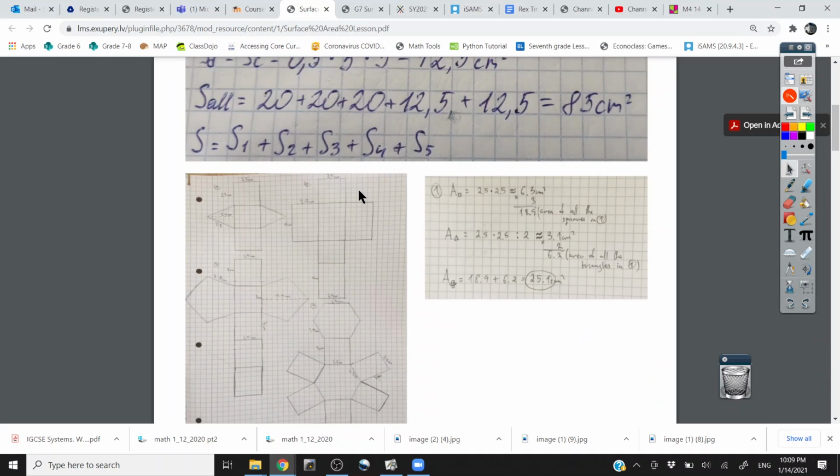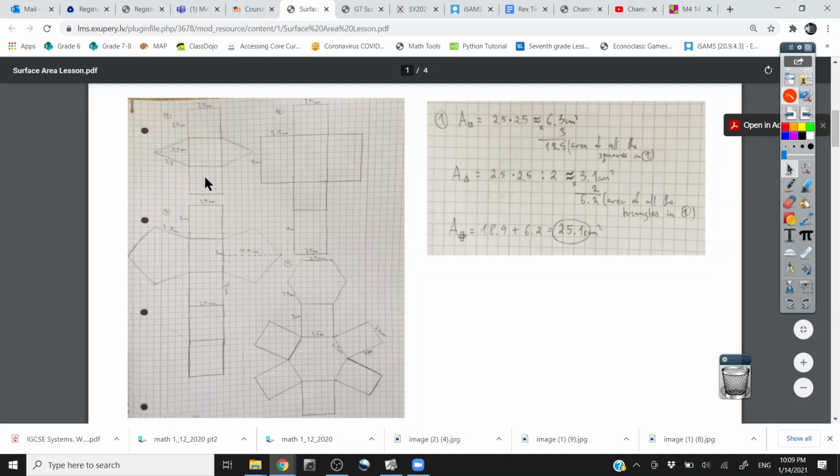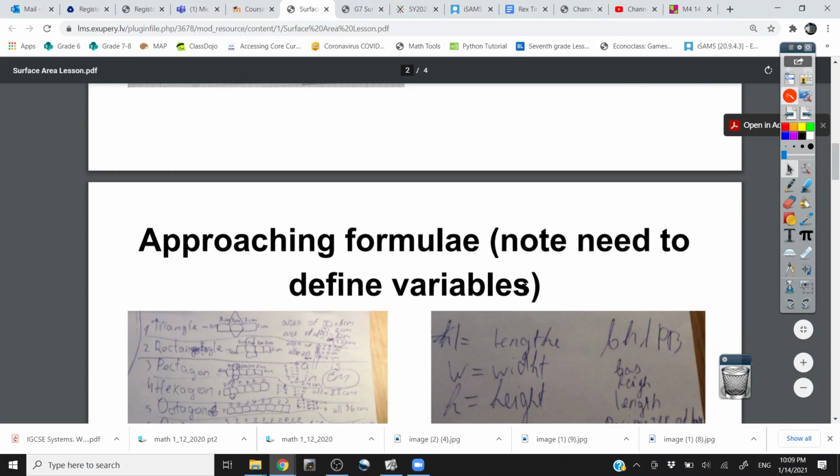Here's another way students labeled it out. I really like the way this student did this. So you see, number one, they drew the net over here, they labeled the pieces they knew, and then they said, for number one, here's how the squares work, and they found the area of all the squares. For number one, here's how the triangles work, and they find the area of the triangles, and then the area of the whole thing, they added up the pieces they need. Great, I like that method of investigation a lot.